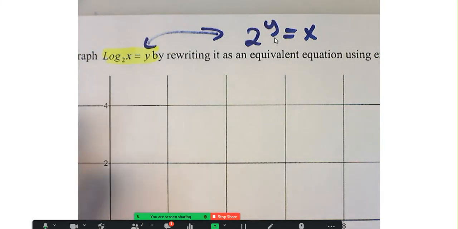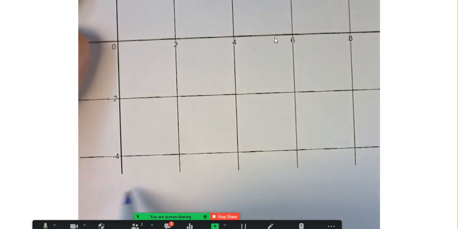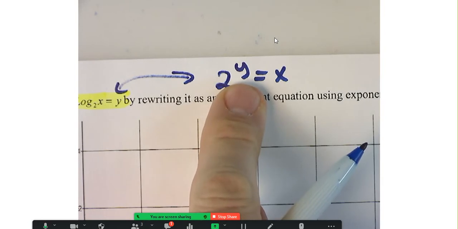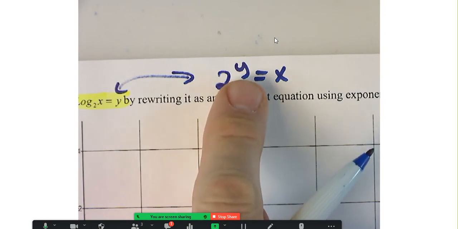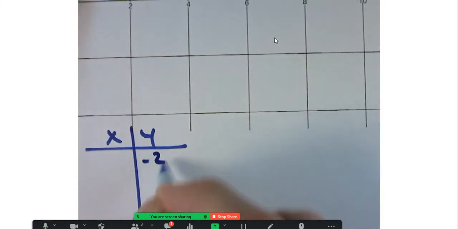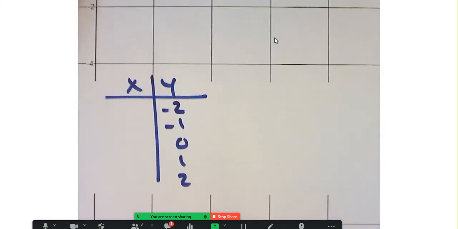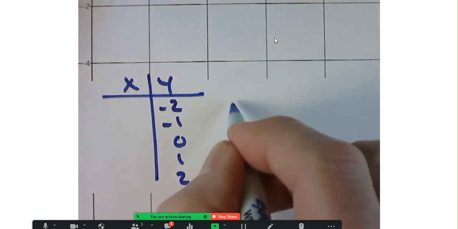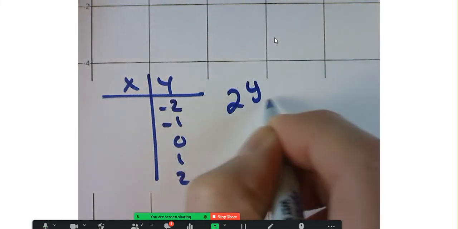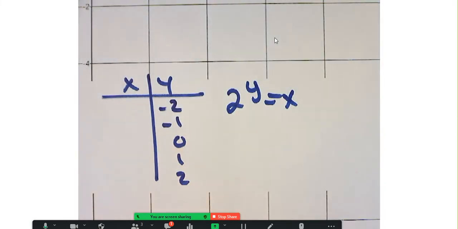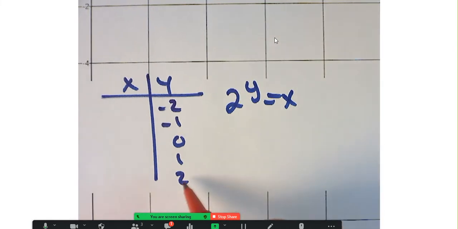So here's what we're going to do. We're going to set up a little t-table down here, x and y. But instead of plugging in values for x and getting values for y, we're going to plug in values for y and get values for x. So I'm going to plug in -2, -1, 0, 1, and 2. I'm going to plug in those values for y. And remember, this is for 2 to the y equals x. So when I plug in those values for y, I get values for x. We're going to start from the bottom up.